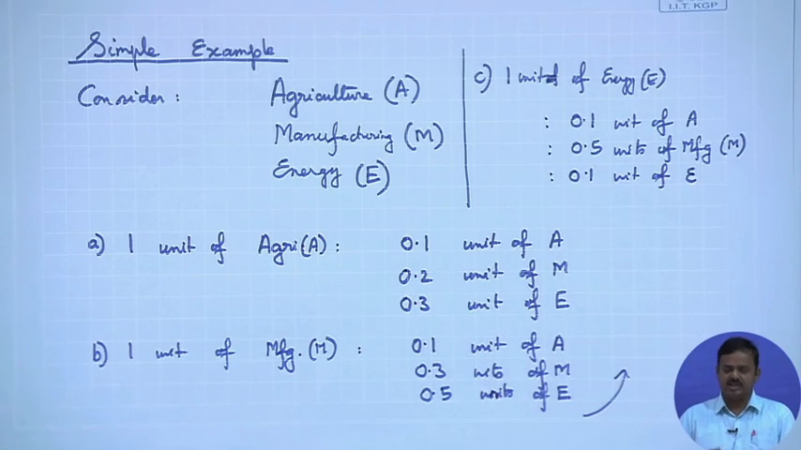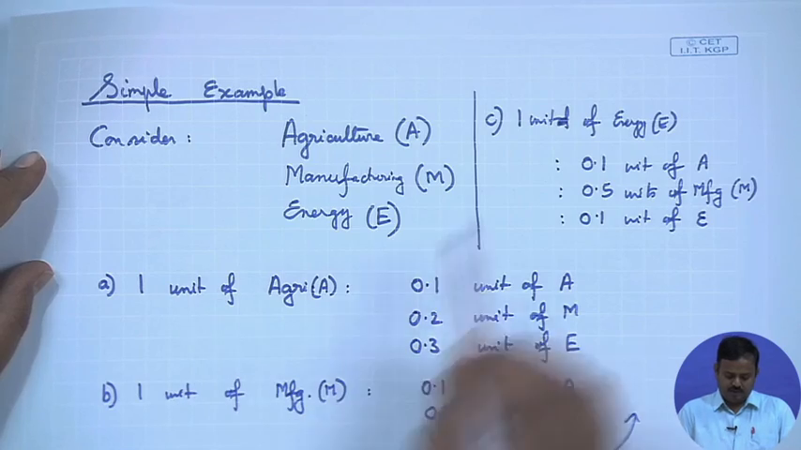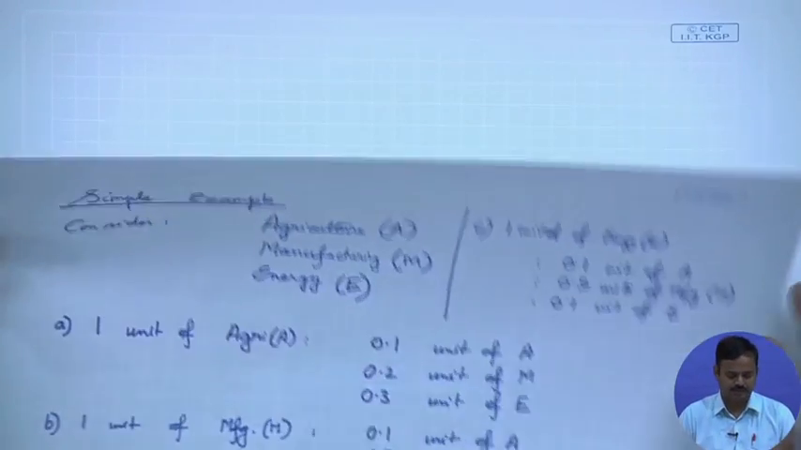Clear? So, this is what is given to me. All right. So, what I will do next is, these are the outputs, 1 unit, 1 unit, 1 unit, and these are the inputs. So, that is where the input-output method comes from. All right. So, what we will do is, now try to explain this dependence in the form of a matrix.